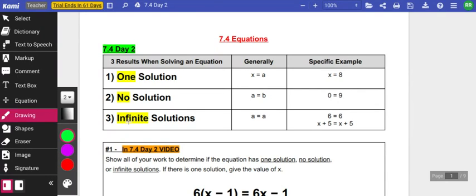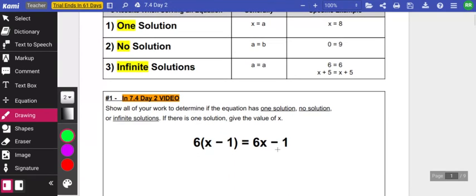Or thirdly, there could be an infinite amount of solutions. So like a equals a, or some number equals that exact same number, like 6 equals 6. Or you could have some expression equal to some expression, like x plus 5 equals x plus 5. Because there is the same stuff on the left side and the right side, that means there's an infinite amount of solutions. You can plug in whatever number in for x, and the left side would always equal the right side.